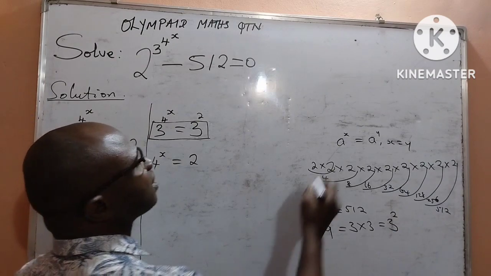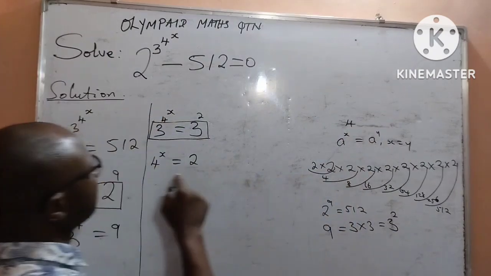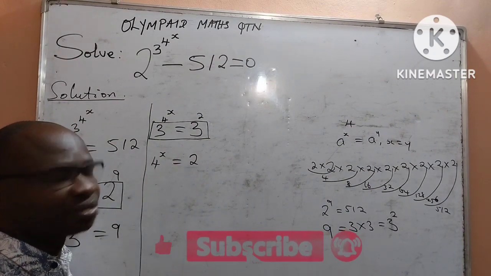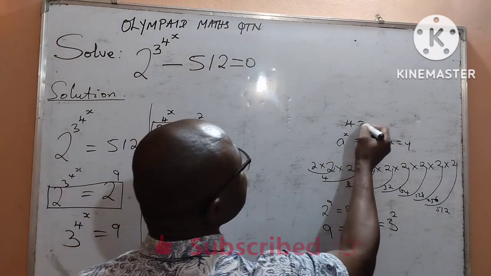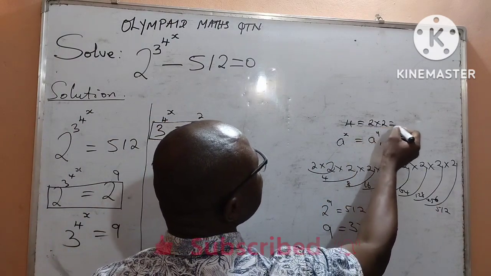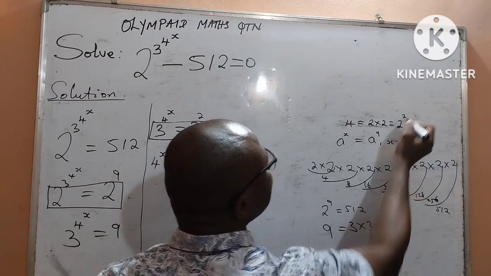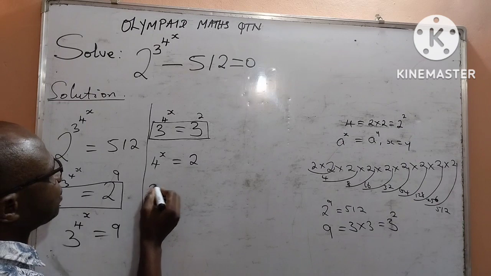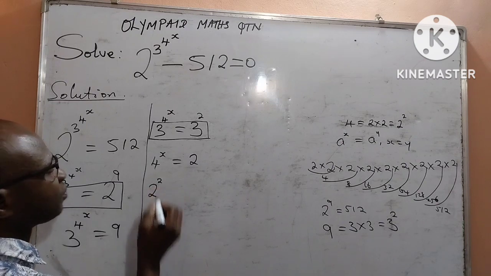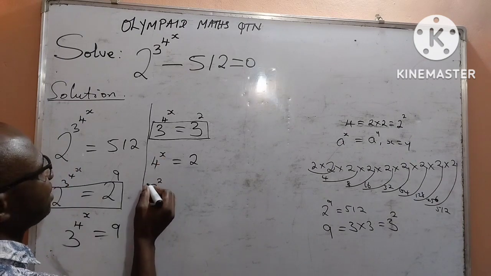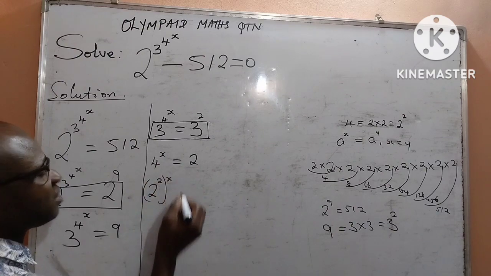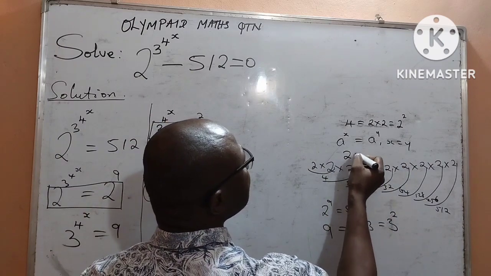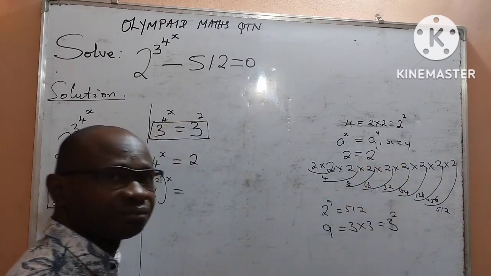Alright, by the left I still have base 4, and because it is base 4, I have to express my 4 to be in the same base as what I have by the right, because the right hand side is actually base 2. So 4 is the same thing as 2 multiplied by 2, which is equal to 2 raised to power 2. Therefore, I can now write 4 as 2 raised to power 2. And then there is still power x there. Then equal to 2 is the same thing as 2 raised to power 1.